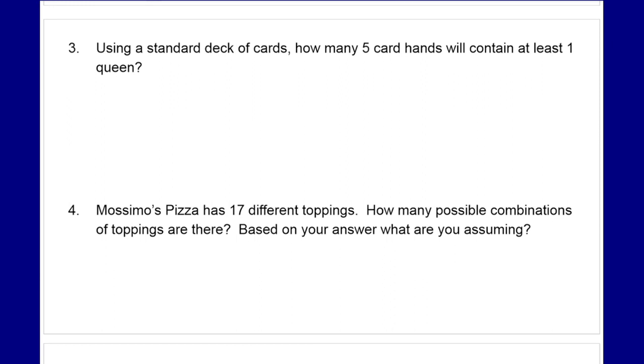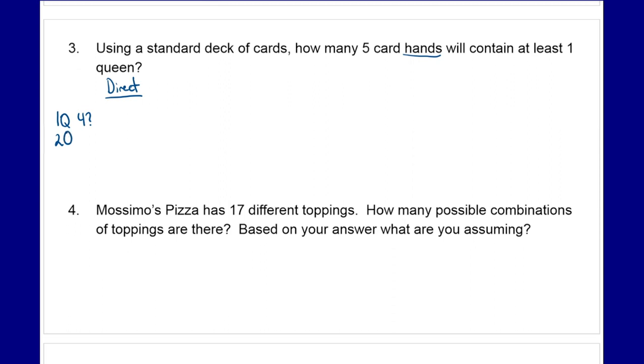Question 3, a standard deck of cards. We're using a standard deck of cards. How many 5-card hands will contain at least 1 queen? Now, you could go through and you could look at the direct method. Again, because we're looking at hands, order does not matter, so we should be using combinations. So at least 1 queen. Well, that would be 1 queen and then 4 remaining cards.